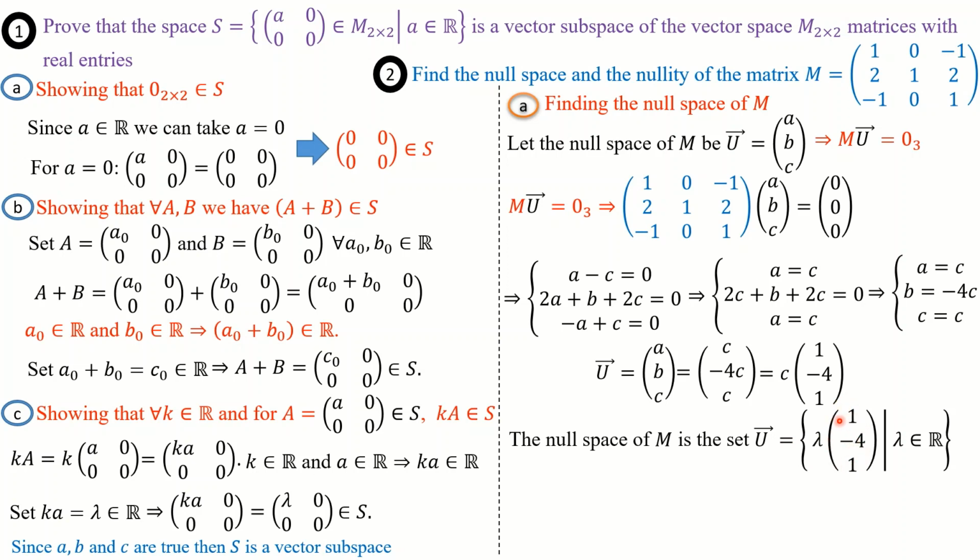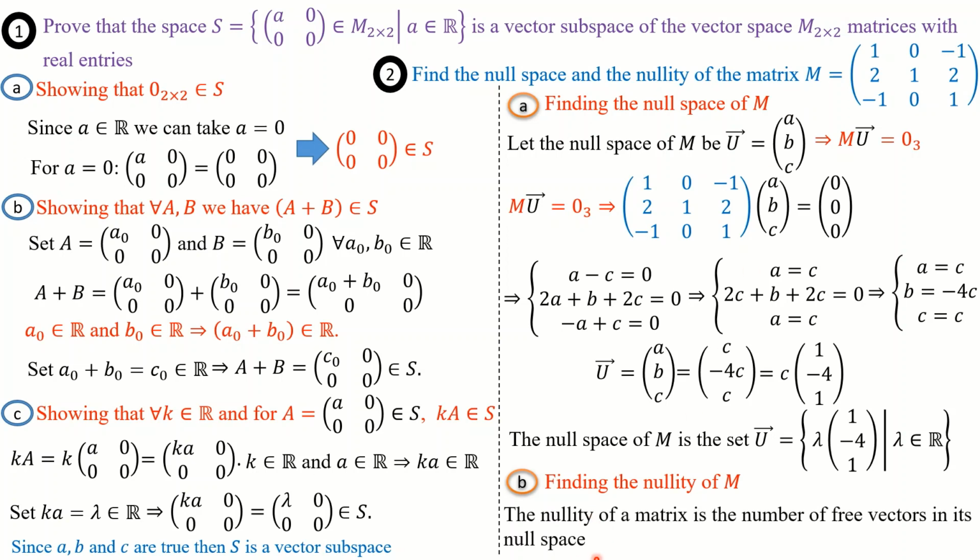So this matrix 1, negative 4, 1 is simply called the basis of my null space, because it is the very first, that is the building block of all the vectors that are going to be found in this null space. Like I said, the null space here is just a span of these vectors, because we have infinite number of vectors since lambda is in the set of real numbers. Now the second part here, we are going to find the nullity of the matrix M. So I'm going to give you the definition of nullity.